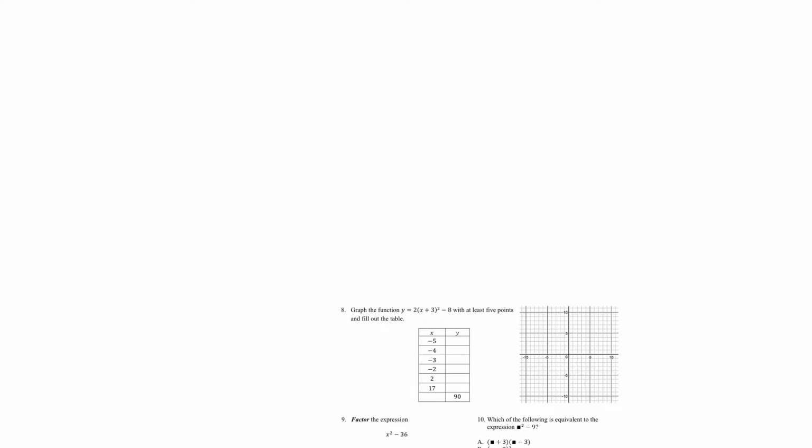But probably the quickest, easiest way to do this would be to take your graphing calculator, go ahead and hit y equals and type this in and hit graph, and it'll graph it for you. And then if you hit second table, it'll just give you a table of XY values.